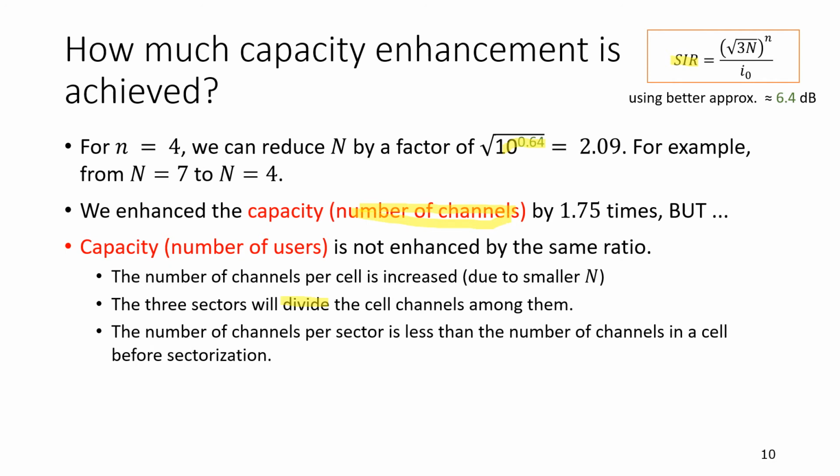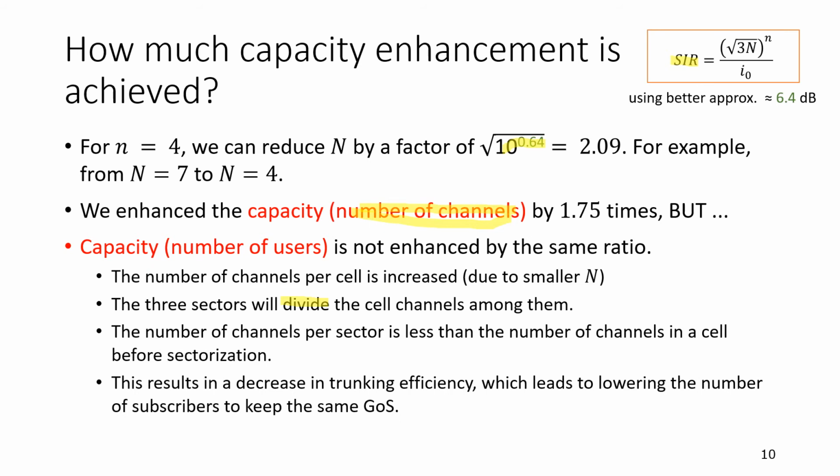All right, and the number of channels per sector is less than the number of channels in a cell before sectorization. So there is a reduction in the number of channels per sector. This results in a decrease in the trunking efficiency, which leads, of course, to lowering the number of subscribers to keep the same grade of service. So sectoring reduces interference, but at the price of less efficiency in utilizing the number of users. So we need to trade off things.